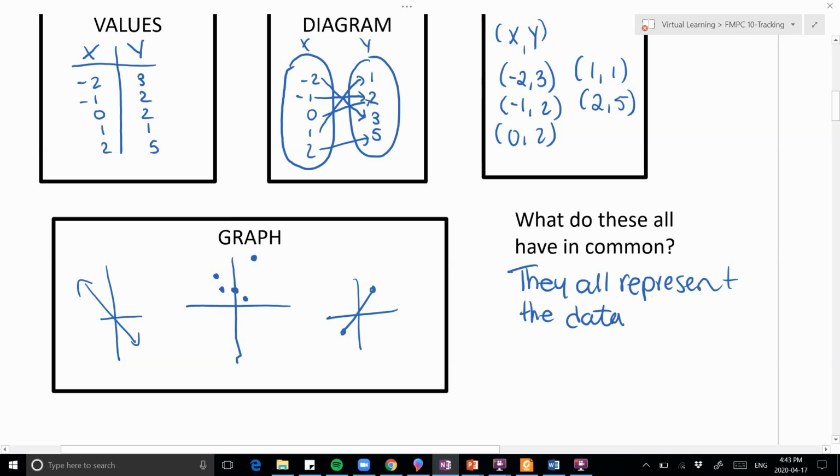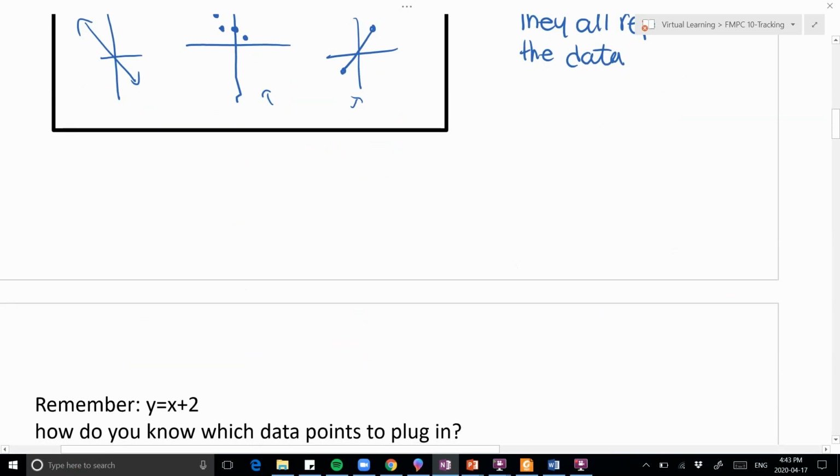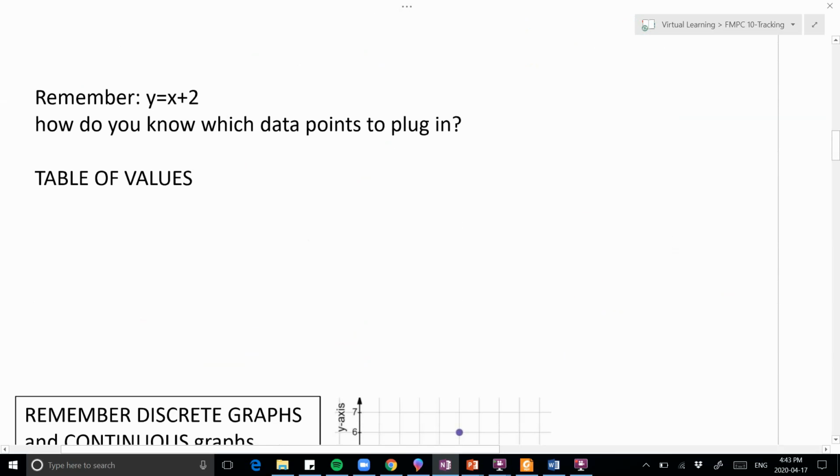Right? There are different ways, but they all kind of mean the same thing. They're all talking about the graph. But the question here is, with these data points, how can I tell if I should be using a graph like this or a graph like this? Because remember, how do you know what data points to plug in?